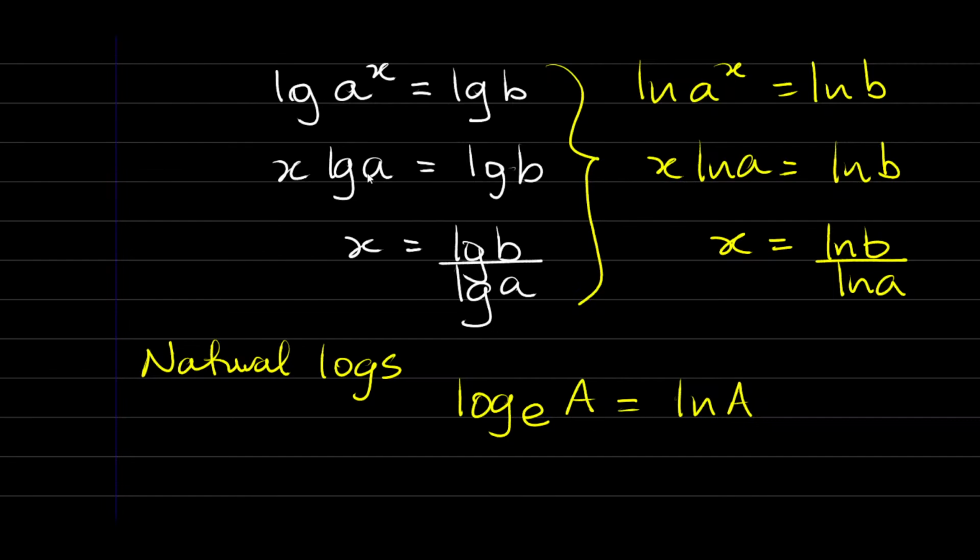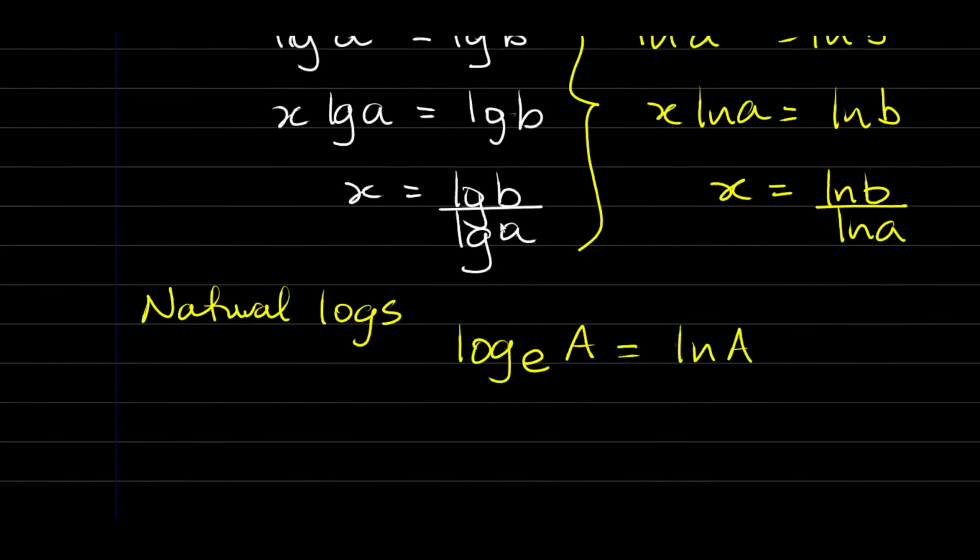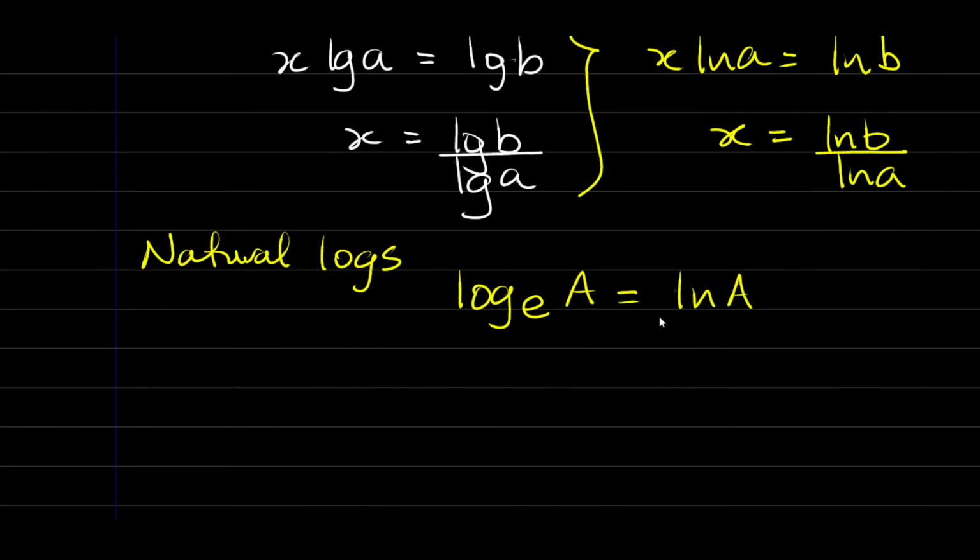Why do I prefer to do this instead of this? I don't like writing lg. I like writing ln instead. So that's why I say I prefer to use natural logs. It's a preference thing. It works out the same way. They have the same laws. Just remember, log to the base of e is natural logs. And you can do some research and find out more about e, and you'll be very surprised at what it is.